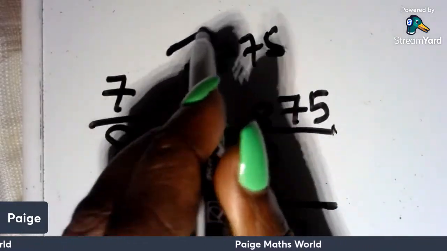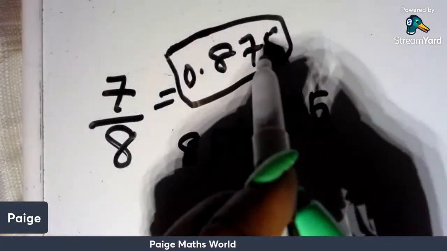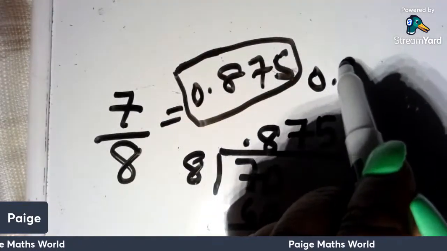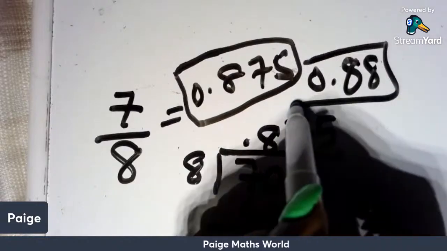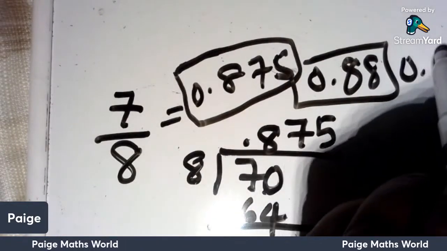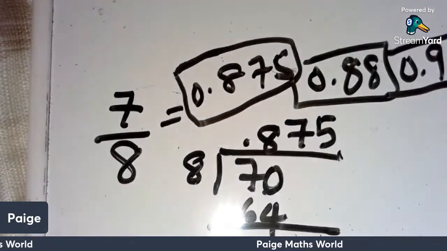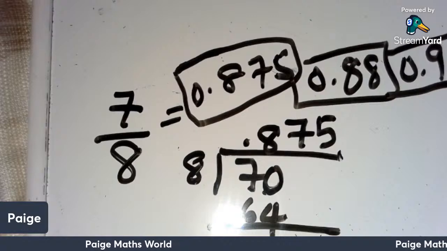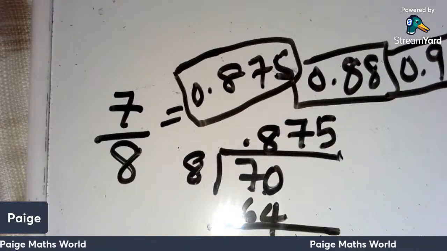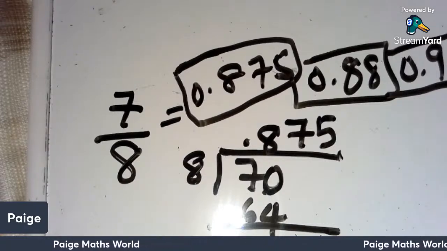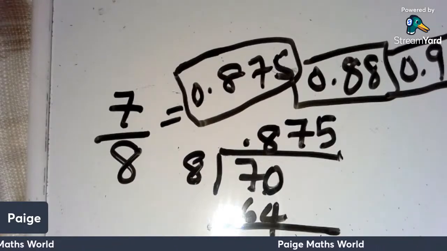0.875. If we're rounding this off to 2 decimal places, it would be what? 0.88. And if you're rounding this off to 1 decimal place, it would be what? 0.9, right? Everybody remember that? So 3 decimal places would be 0.875. 2 decimal places, it would be 0.88, and 1 decimal place, it would be 0.9. Any question? Do you guys get this, or you want me to go over another one?